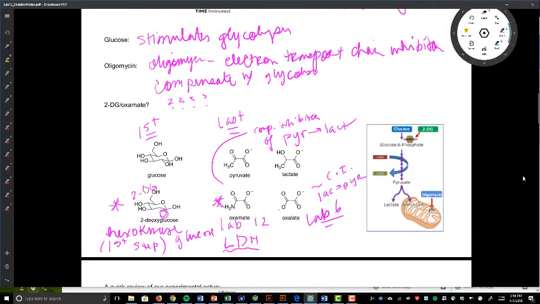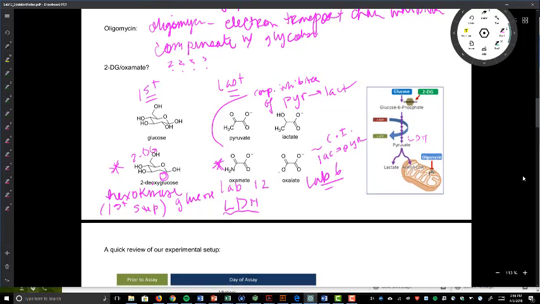So again, here's another diagram that shows you that 2-DG is an inhibitor of hexokinase for that first step. LDH, of course, comes here at the end, and then oligomycin is inhibiting the electron transport chain.